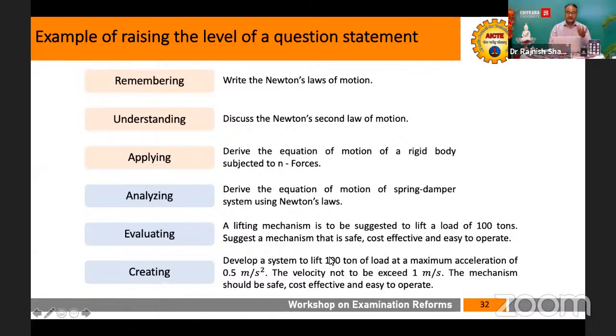Creating, again, a question related to Newton's laws only. Develop a system to lift 100 ton of load at a maximum acceleration of 0.5 meter per square second. The velocity not to exceed 1 meter per second. The mechanism should be safe, cost effective, and easy to operate. Definitely a question pertaining to the creating level of Bloom's taxonomy. And all these six questions which have been shown are related to the fundamentals of Newton's laws of motion. Right? Let's take another example.